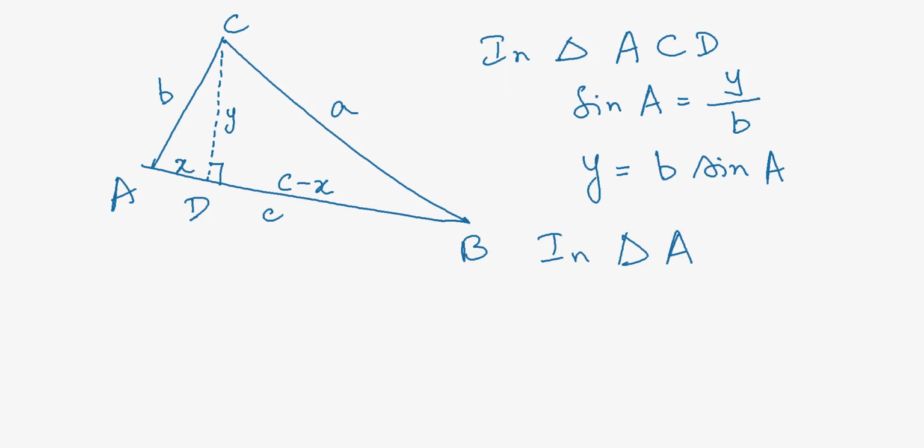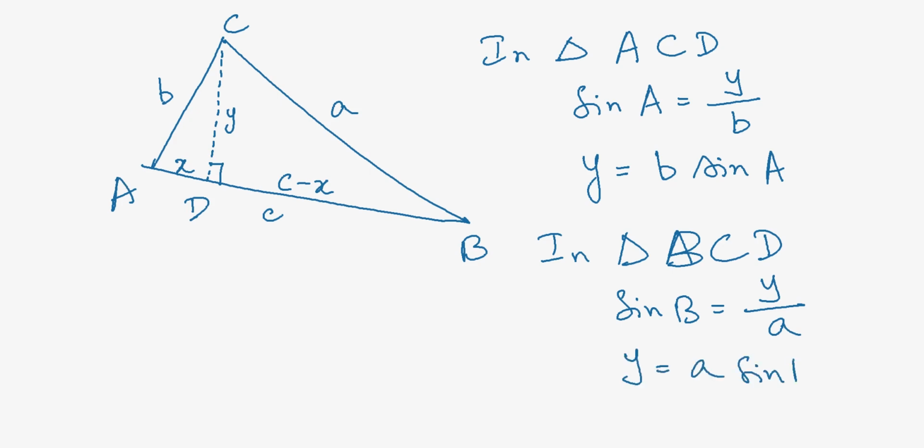Now go to the other triangle, the right angle triangle BCD. So now go for the sine B. Sine of B will be equal to y by a. Because of that, we can write the unknown y is a sine B. So compare equations 1 and 2.